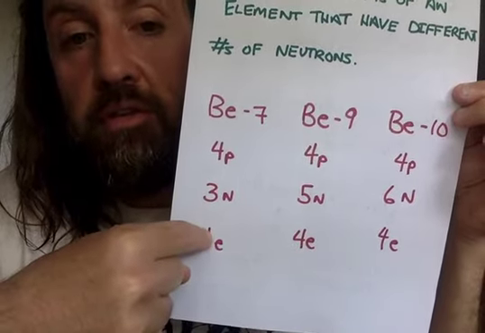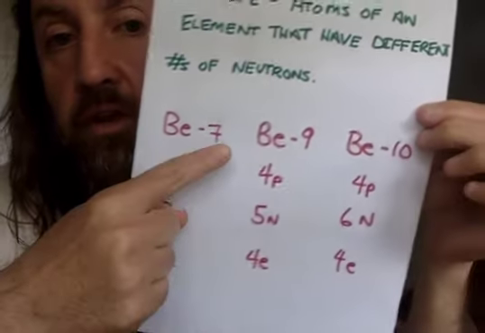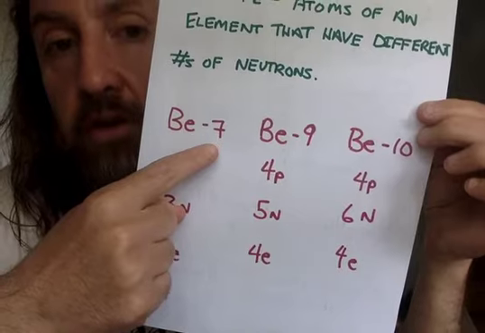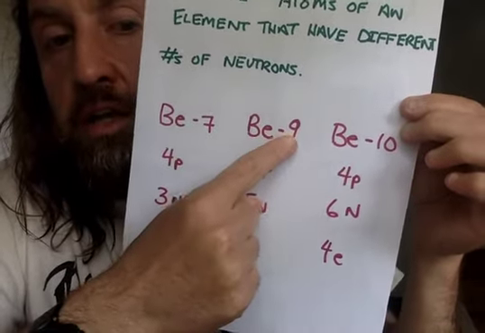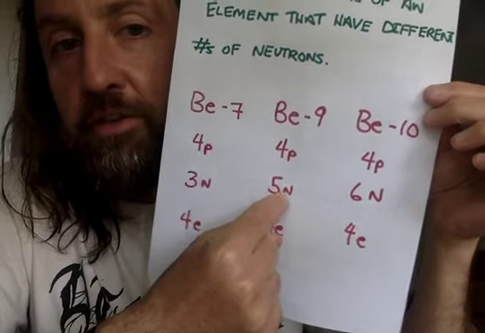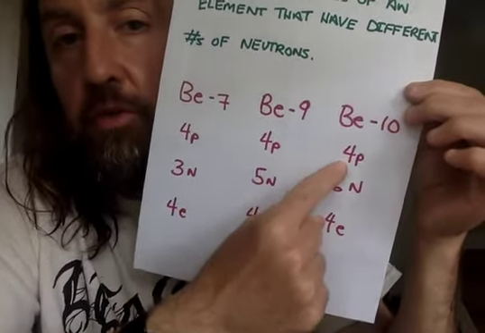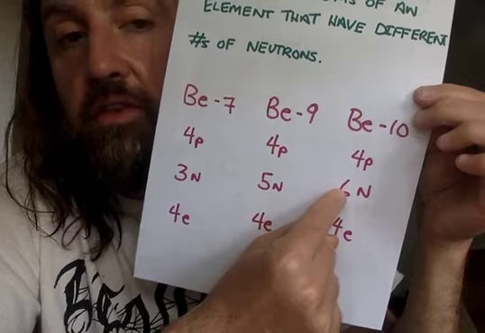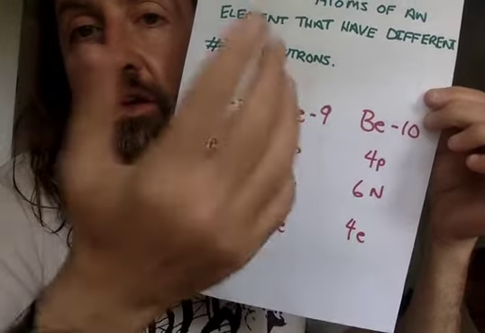Remember, these electrons are massless. They don't figure into the mass of the atom. So 9 minus the 4 protons leaves me 5 neutrons in the nucleus. 10 minus the 4 protons is 6 neutrons in the nucleus.